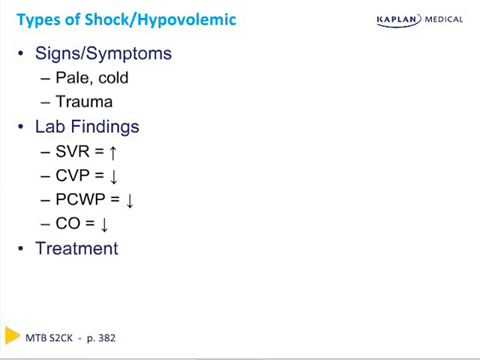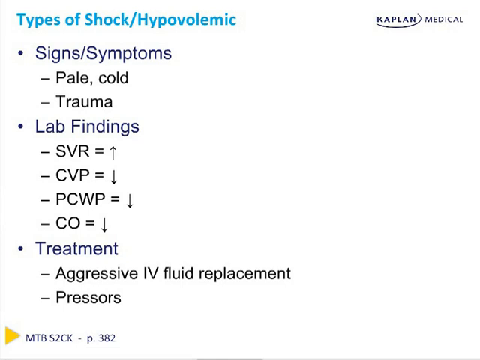The treatment of hypovolemic shock is focused on increasing intravascular volume while simultaneously normalizing blood pressure. Thus, IV fluids must be given, starting with a crystalloid like normal saline, and pressor medications are given to maintain or increase blood pressure.